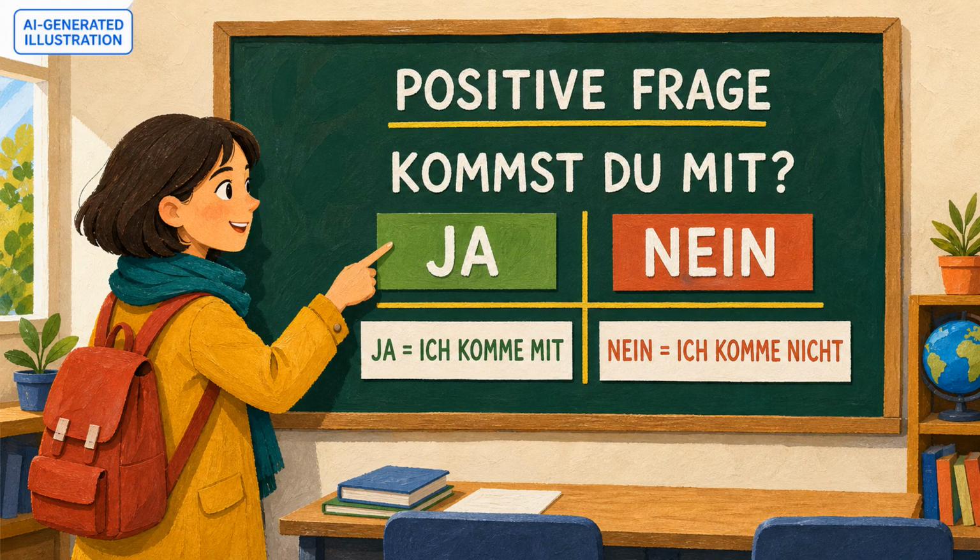Kommst du mit? Are you coming along? Ja says yes, I'm coming. Nein says no, I'm not. The question presents the positive proposition, so the two answers point in opposite directions.